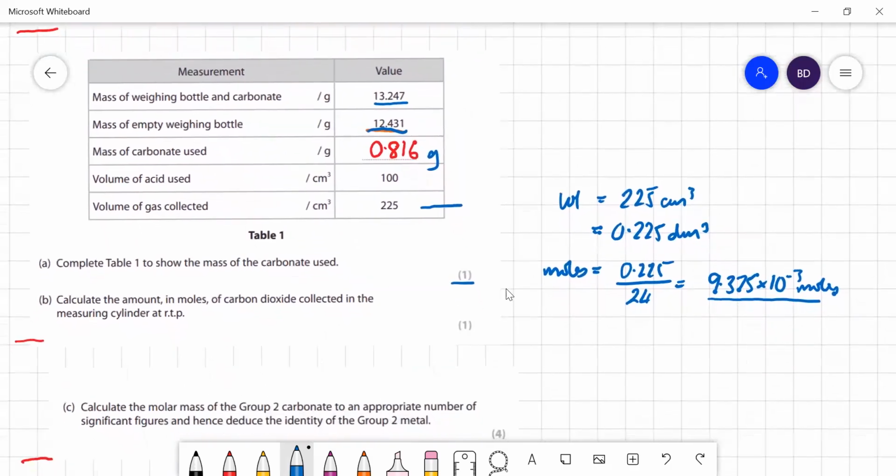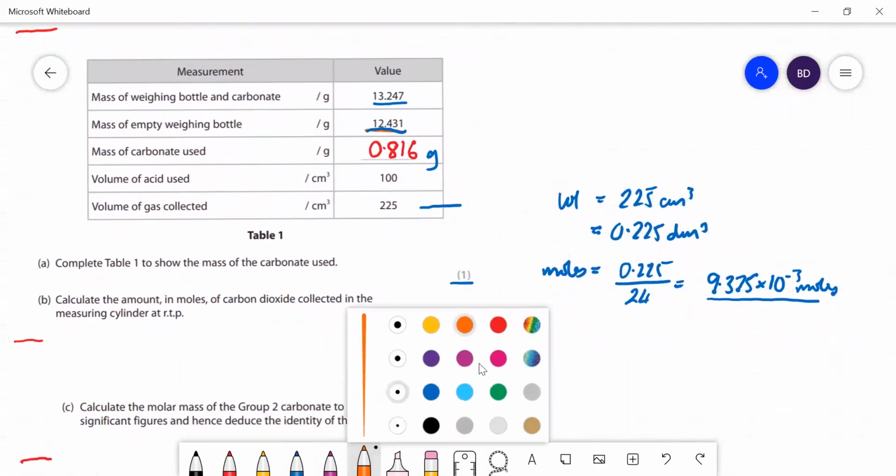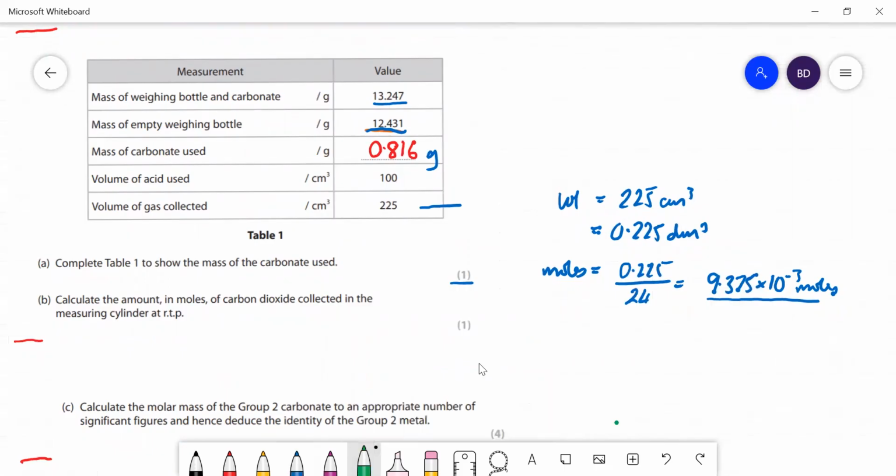Next it says, calculate the molar mass of the group 2 carbonate. What we're going to do now is, we said Mr is equal to the mass divided by the moles, which is equal to 0.816 grams from there, divided by the moles of carbon dioxide, which is equal to the moles of the carbonate.